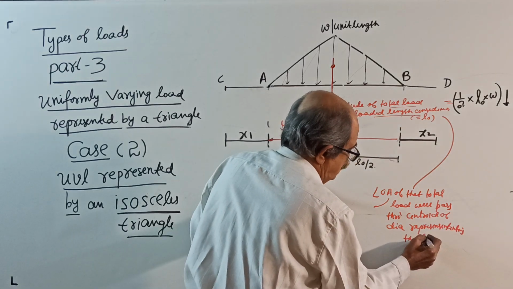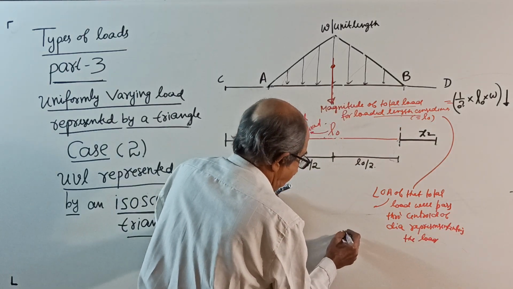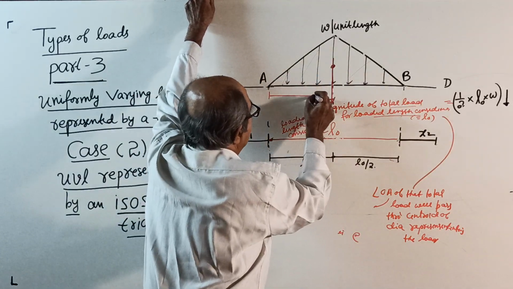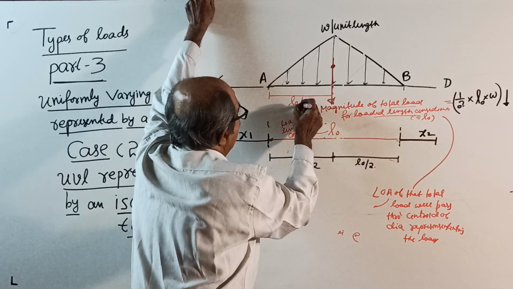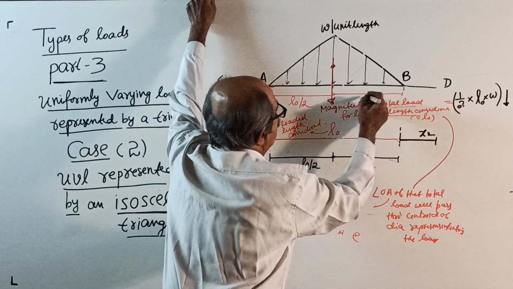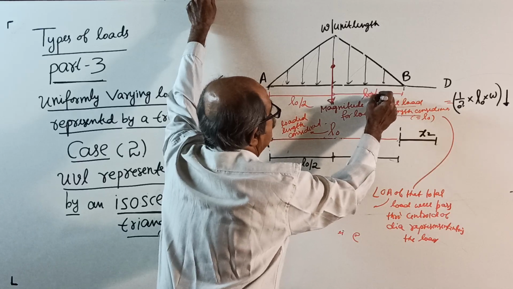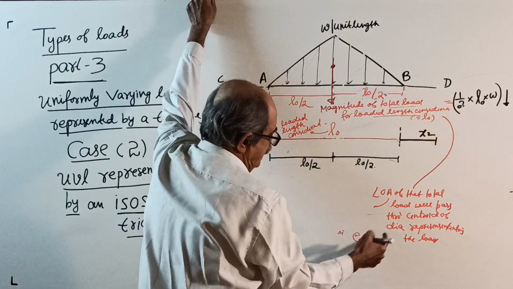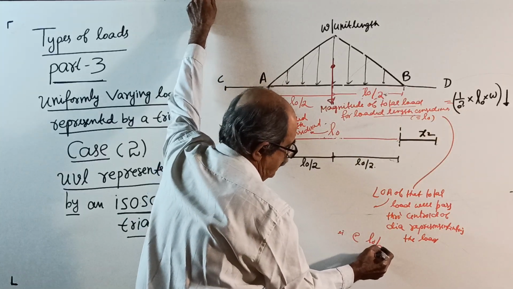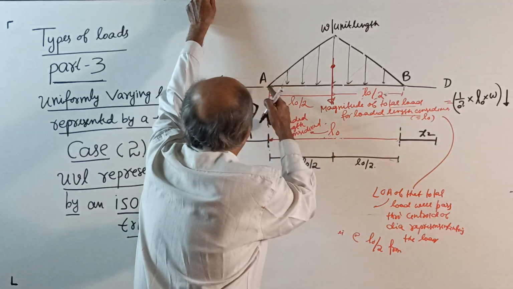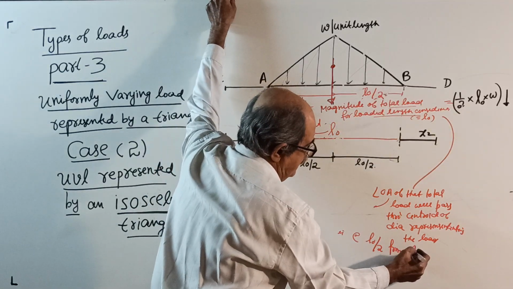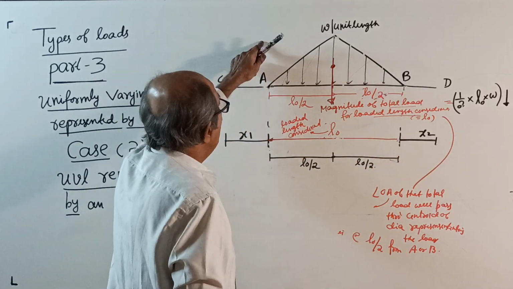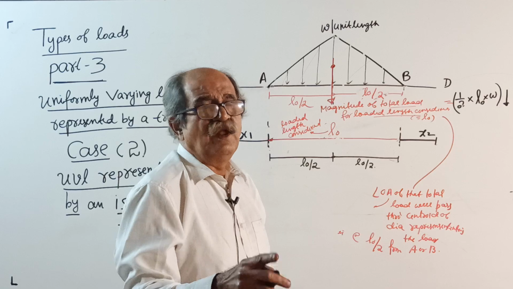Representing the load, the centroid is exactly at the midpoint. From here, L naught by 2, and from here also, L naught by 2. Overlapping, no problem. So the load acts at L naught by 2 from the ends of the loaded length, from either A or B. This statement completes the magnitude, direction and line of action.